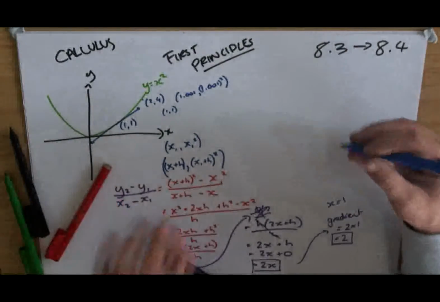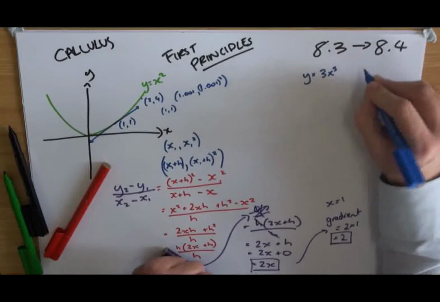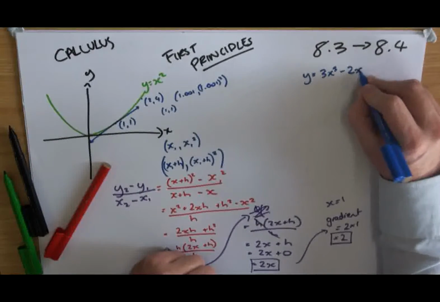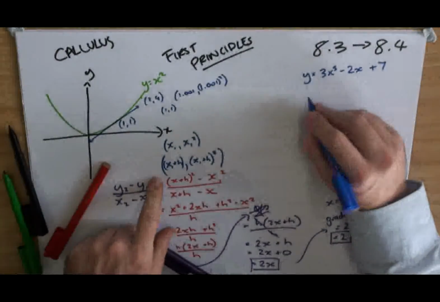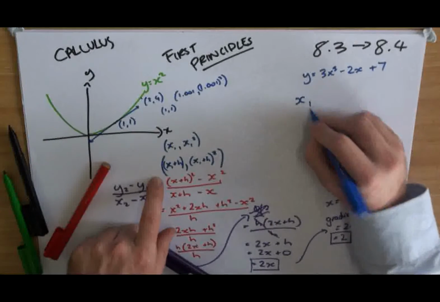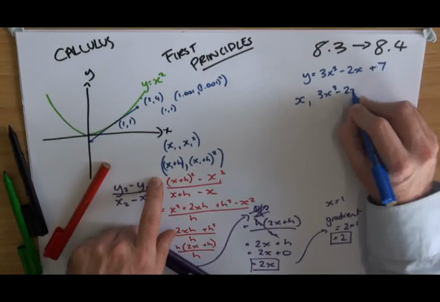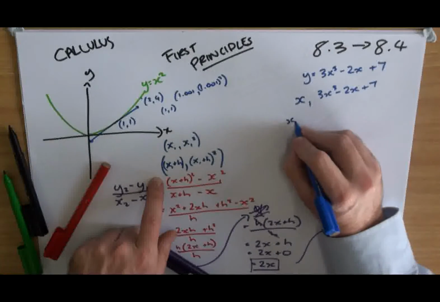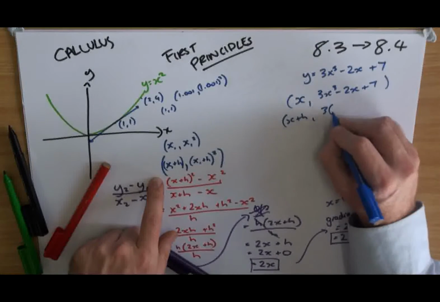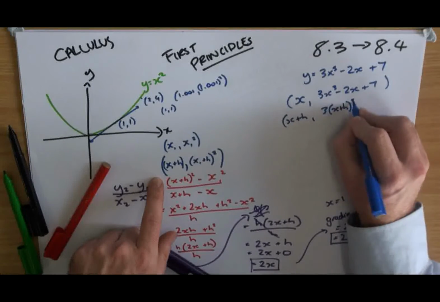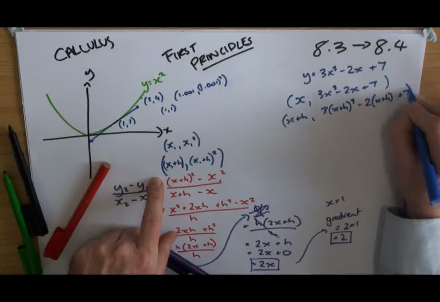And you can do this with anything. You could do this with y equals 3x cubed minus 2x plus 7. And we can choose 2 points. Point 1 is x, and then the next point is going to be 3x cubed minus 2x plus 7. And then we're going to have x plus h, and the next one is going to be 3(x plus h) cubed minus 2(x plus h) plus 7.